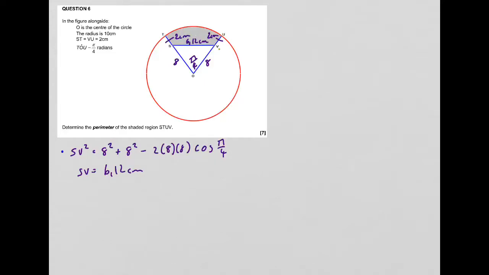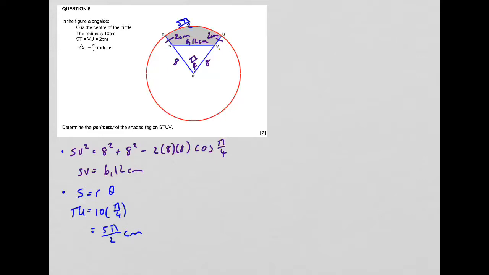Right, so secondly, we need to work out arc TU. So remember, s equals r theta. So TU would be the radius, which is 10, times theta, which we know is pi over 4. And that gives us a value of 5 pi over 2 centimeters. All right, so this value here is 5 pi over 2 centimeters.